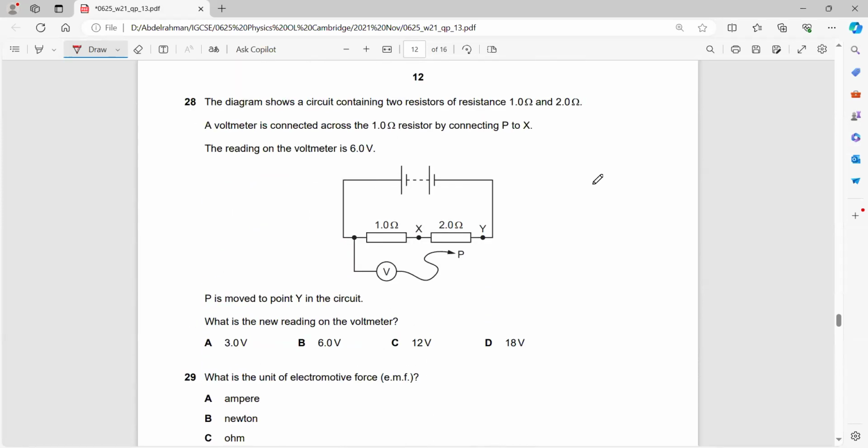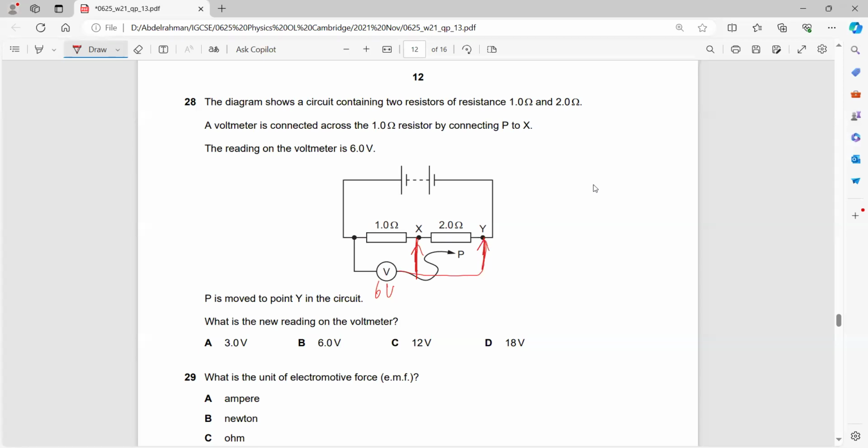Question 28. Initially, when P was at point X, the reading on the voltmeter was 6 volts. When P moves all the way to Y, what happens?